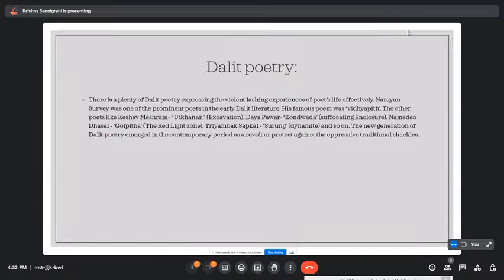So the new generation of Dalit poetry emerged in the contemporary period as a protest against the oppressive traditional shackles. The things which were going on for generations and generations were confronted, questions were raised, and the main purpose of Dalit literature in general and Dalit poetry in particular can be said to be that in the process of creating this new world and this new way of questioning the age-old traditions, they made way for Dalit aesthetics, wherein Satyam, Shivam, Sundaram got replaced with liberty, equality, and fraternity.